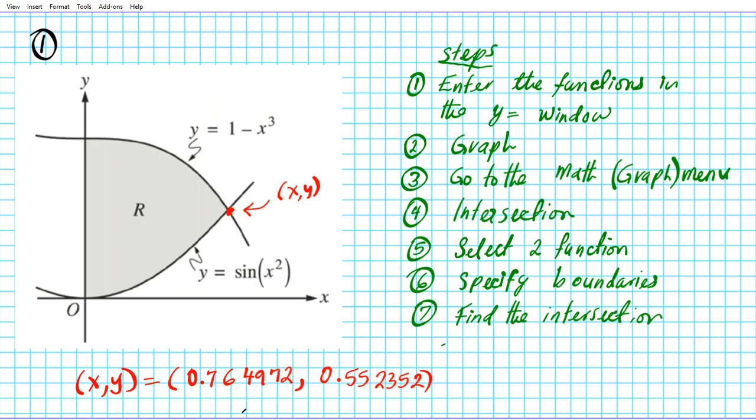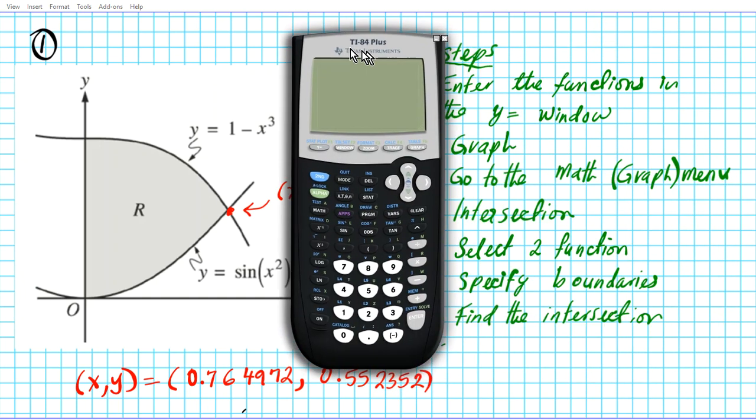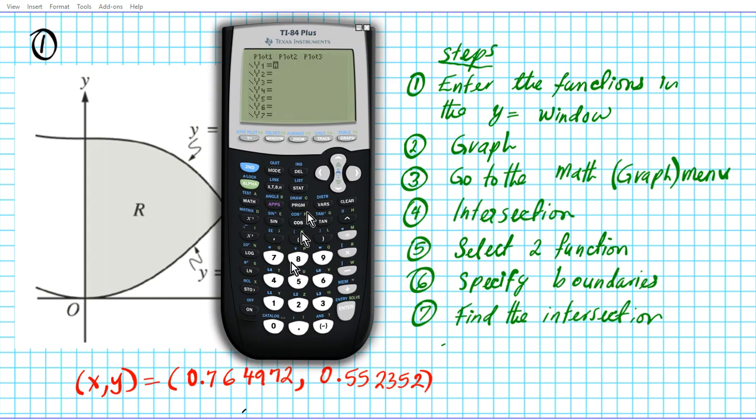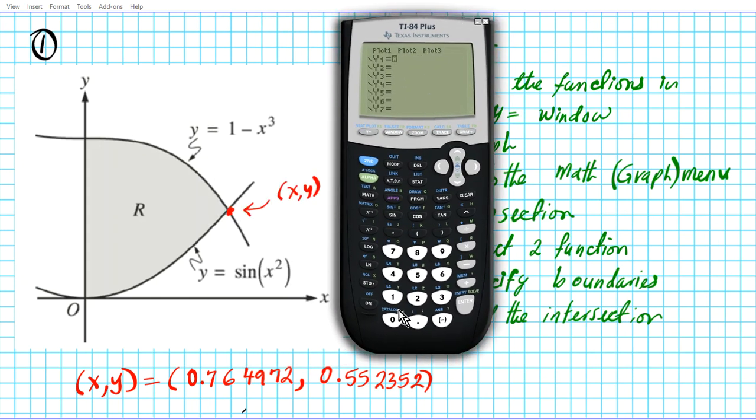Now let's go ahead and carry out the same procedure using the TI-84. We're going to enter the two functions. First one is 1 minus x to the third. The process is very similar. You just press your Y= and then enter 1 minus x raised to the third power, enter, and then sine of x to the second power, enter. Graph.